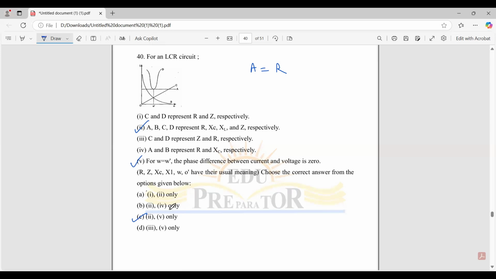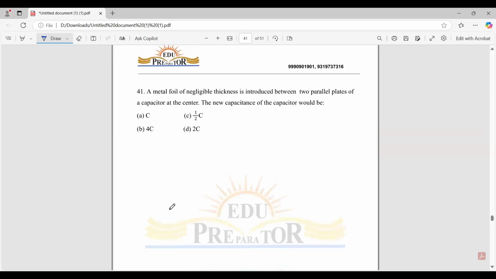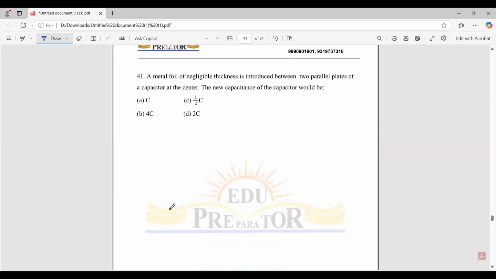Now, let us proceed further. A metal foil of negligible thickness is introduced between the two plates of a parallel plate capacitor. So he asks what is the effect on the capacitance.